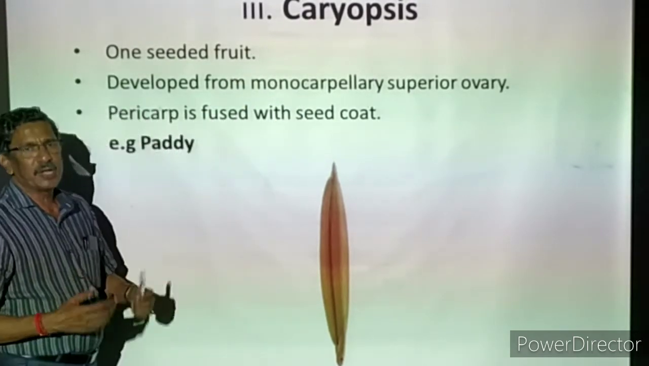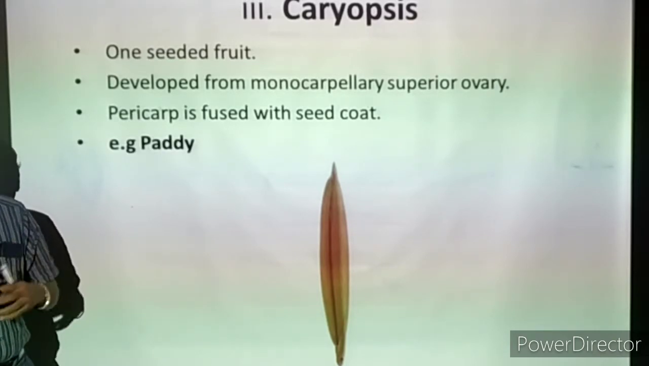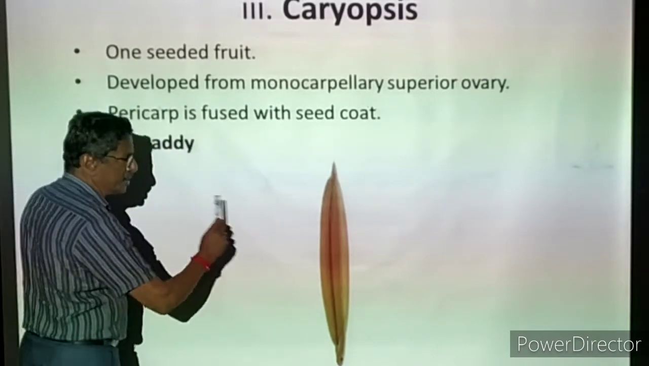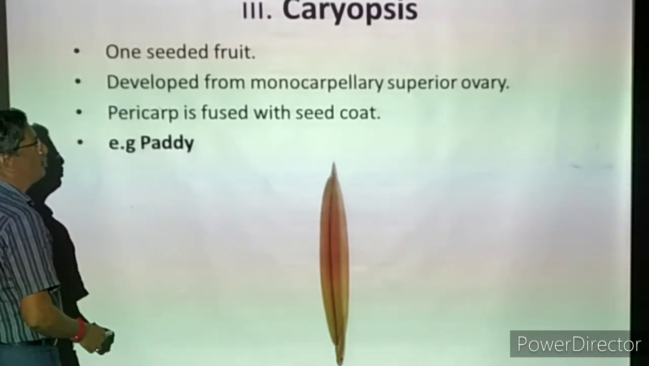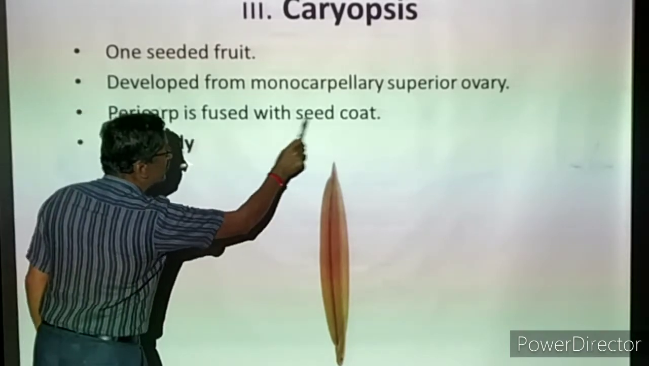Now we are coming to the caryopsis. This fruit is very, very common: paddy, the rice plant, which produces the grains. It is a one-seeded fruit, also developed from a monocarpellary superior ovary like the first one. This is the third one. Pericarp is fused with the seed coat.